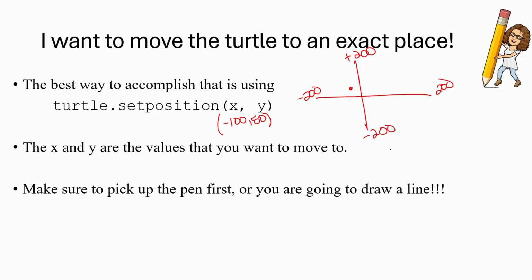Okay. The only problem with this is make sure you pick up the pen first. Otherwise, he's going to draw a line. So like if he was all the way over here and I'm like, go over here, he's going to draw a line. So before you set position, make sure you pick up your pen, set his position, and then put your pen back down. Otherwise, you will be very annoyed when you're writing your code.